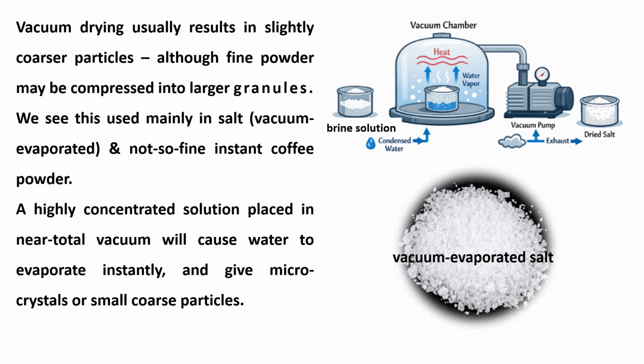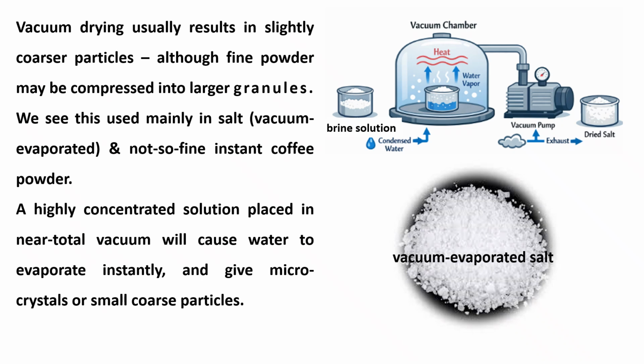So now we come to vacuum drying. It usually results in slightly coarser particles, and it is mainly used for salt. When you get salt packets, cooking salt or table salt, that's mainly made by vacuum drying, because you get slightly coarser particles, although fine powder may be compressed into larger granules. We see this used mainly in salt.